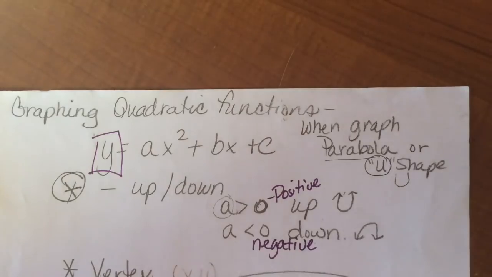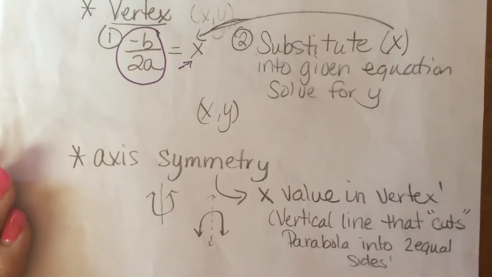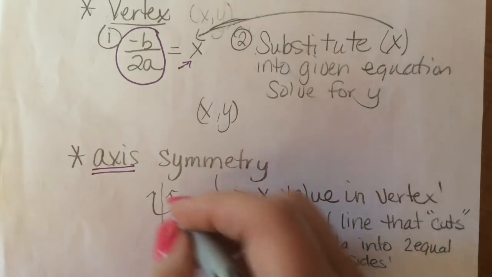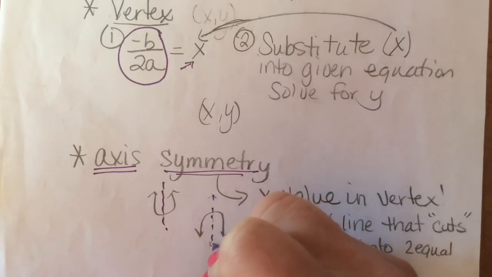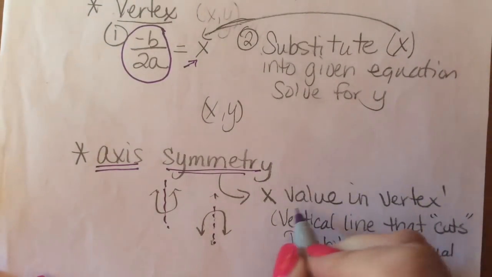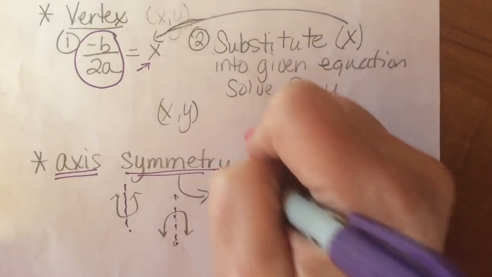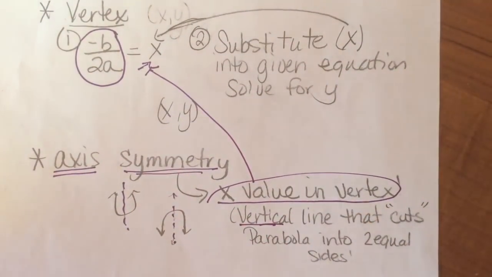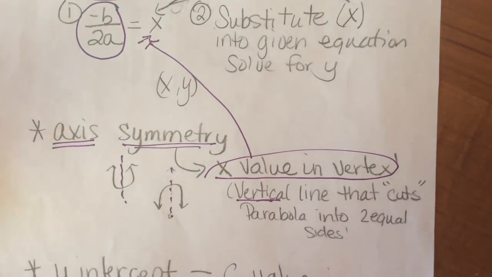Next, and the next two are easy. If you've done these two up here, the next two are easy. Next thing it asks you is the axis of symmetry. You'll see it just says axis because there's not a lot of room. If you remember what symmetry means, or symmetrical, it means you could cut it in half and it's going to be perfect. It's like a nice mirror image. Your axis of symmetry is your x value from the vertex. So when you solve for that vertex, it's going to be this first number. And it's a vertical line that cuts the parabola into two equal sides. So if you've solved for here, you've solved for here.